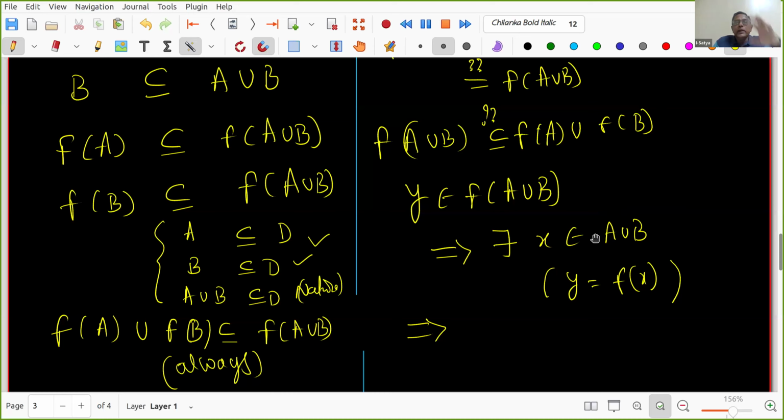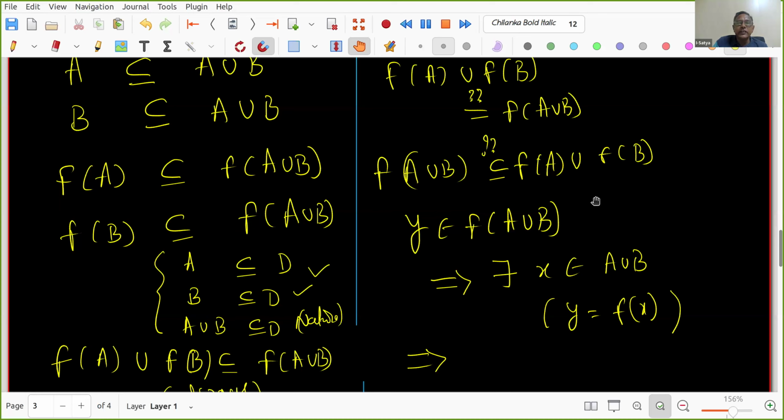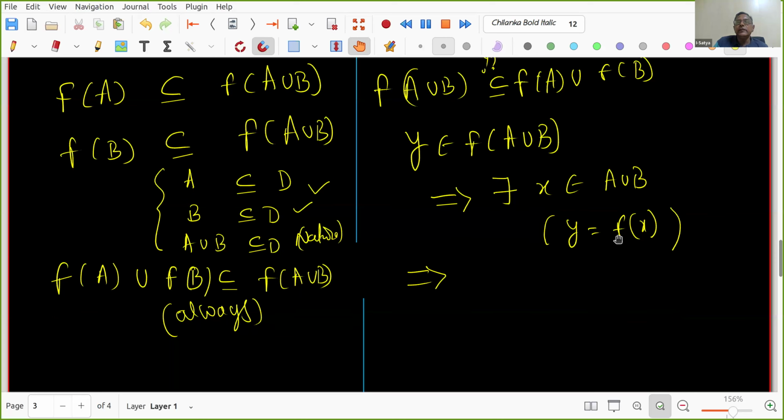Okay. Yesterday somebody told that everybody has the same destination. हमारे destination क्या है? y belongs to f of A union f of B. ये प्रूव करना है, वो होते ही हमारा destination आ गया, right? हमने शुरू किया our journey. y took f of A union B. यहाँ तक आपने बताया, बाद में क्या है? So there exists x belonging to A union B such that y equals f of x. Next step what?